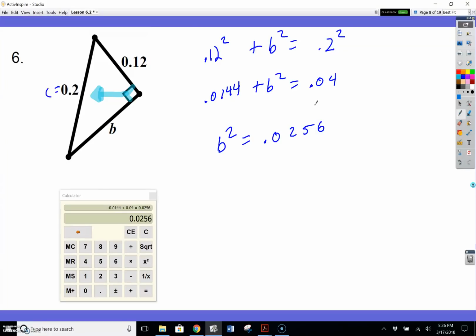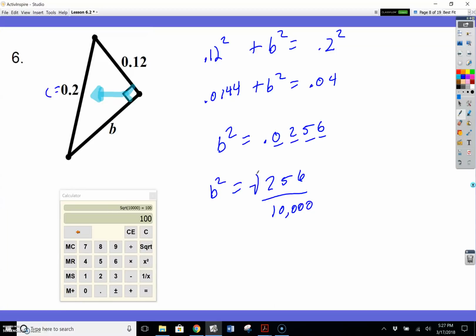0.0256. Now, there are two ways to solve this. You could take the square root of both sides, but let's say you don't have a calculator. Maybe I won't give you a calculator for the test. So what you're going to do is put this in a fraction. You're going to get b squared equals tens, hundredths, thousandths, ten-thousandths. So you're going to have 256 all over 10,000. And let me make sure I can take the square root of 10,000.